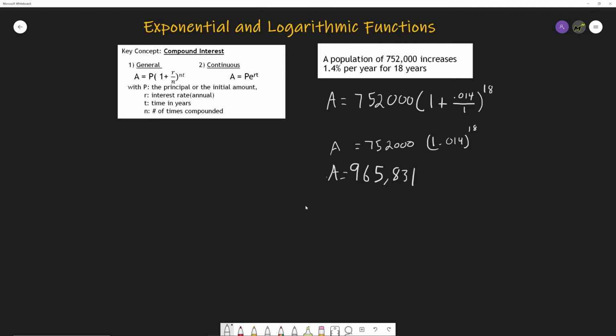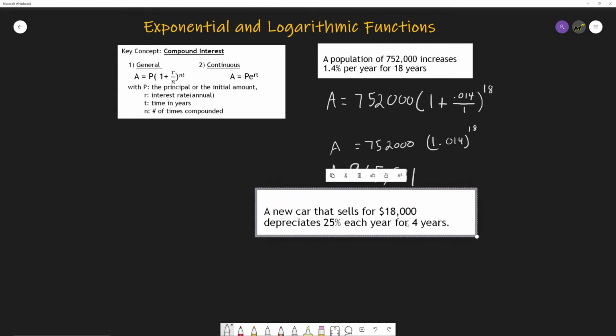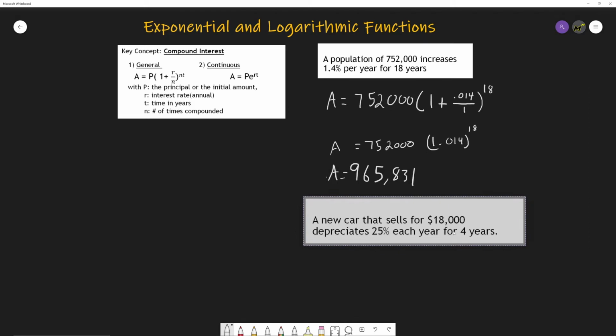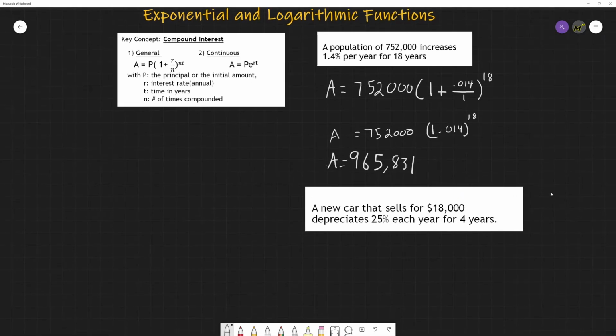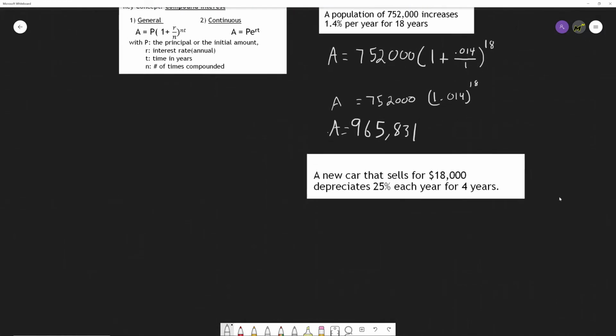Okay, let's take a look at a different example. What if we have a car that was to depreciate in value after you purchase it? So here we have a new car. It sells for $18,000, and it depreciates 25% each year for 4 years. So what's that one gonna look like? Well, let's figure it out.